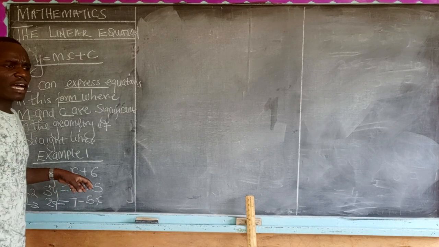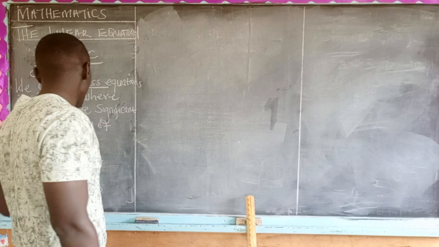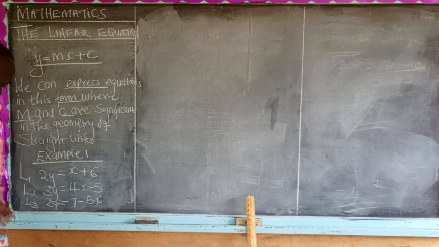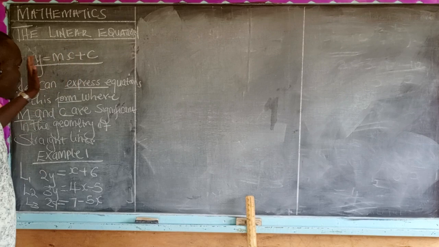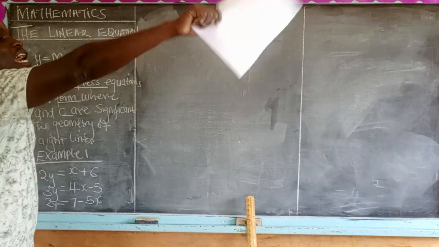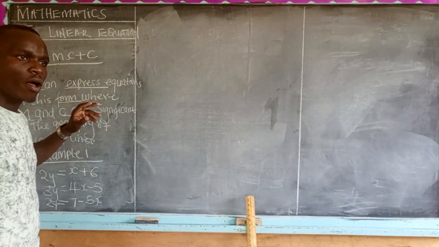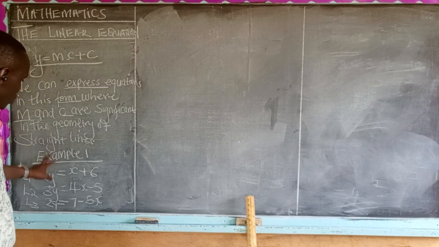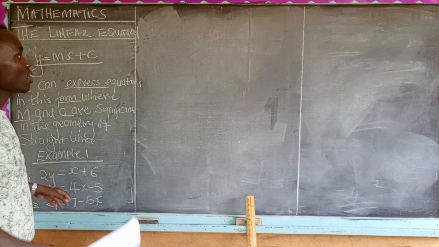So let us put our attention on these three lines: line 1, line 2, and line 3. How do we put them in the form of y equals mx plus c? In this form, it means y is on the left hand side and mx plus c is on the right hand side. Just like the equation is, so are we going to write these lines in this form.